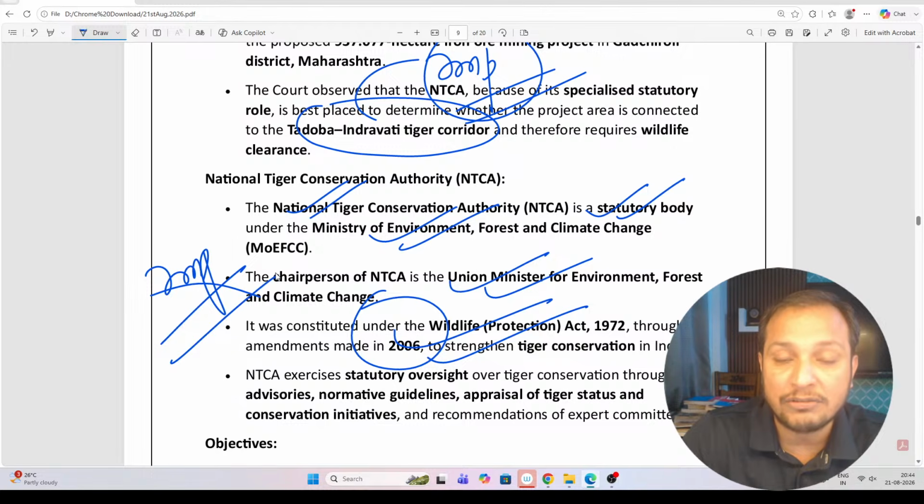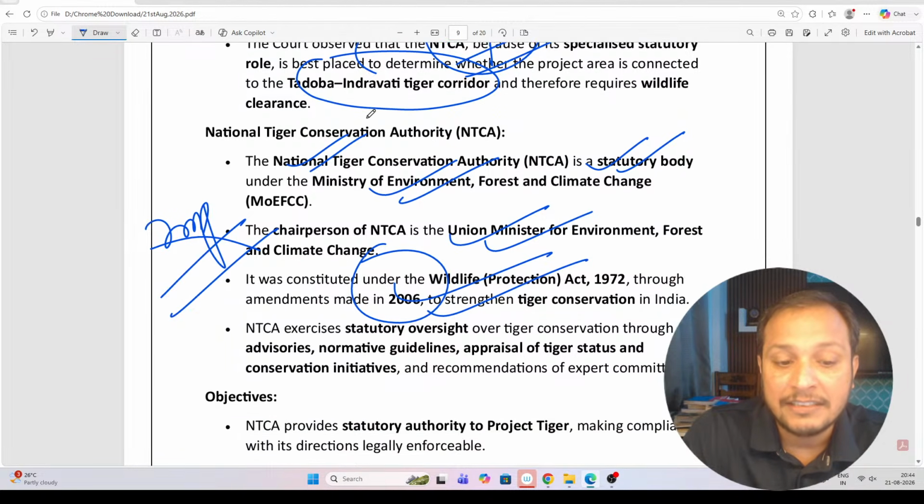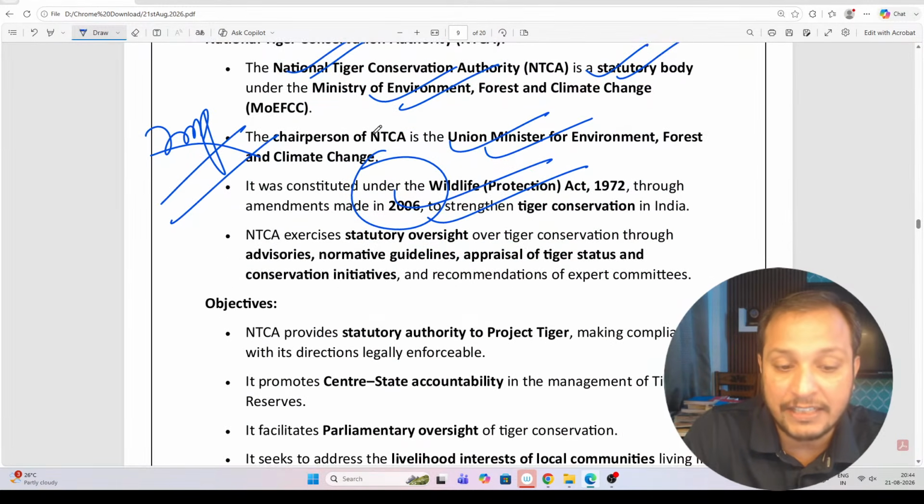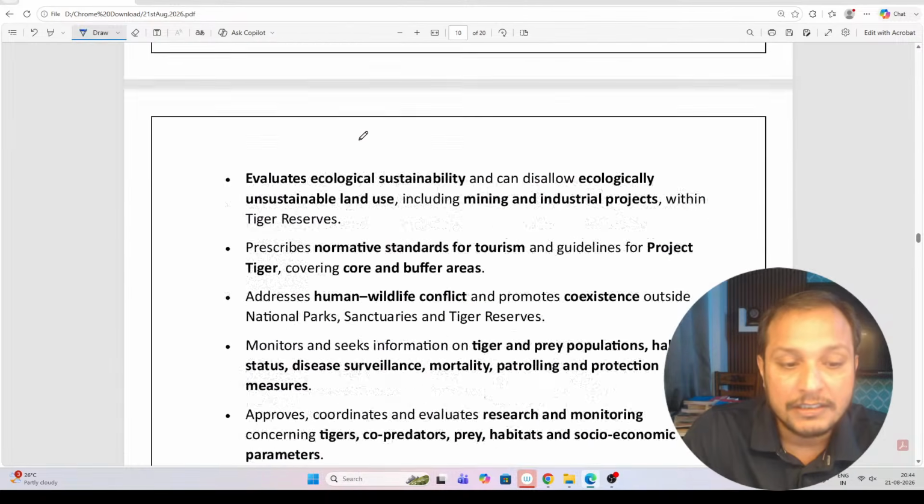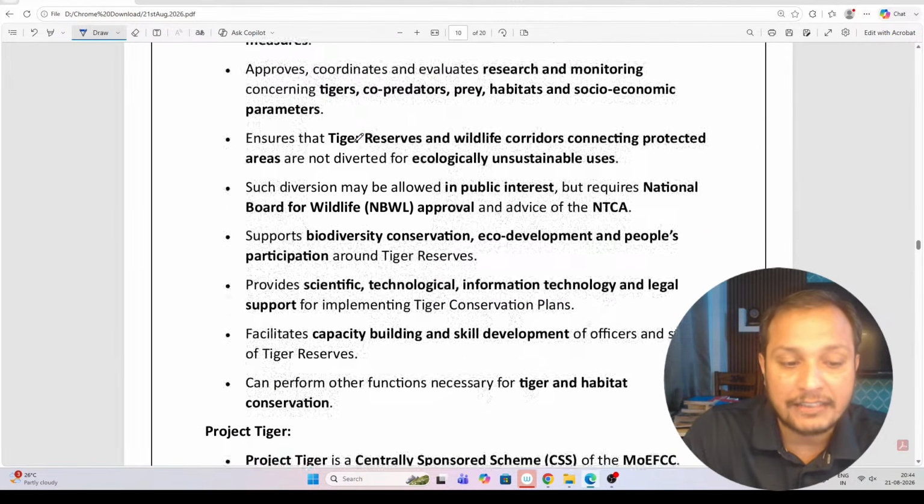So it is a statutory body. It advises the government on tiger. It also apprises the number of tigers, the conservation initiatives. Okay, very, very important. Next, guys, you can see next topic.